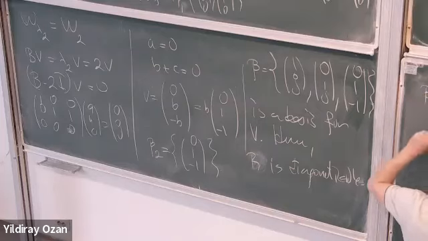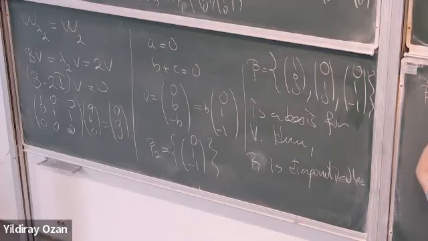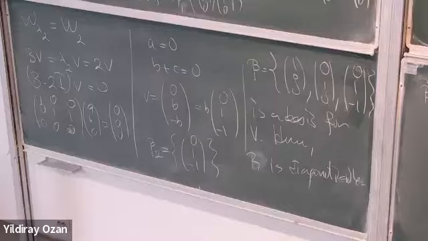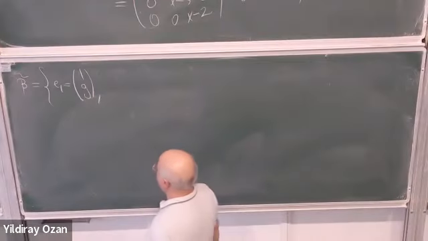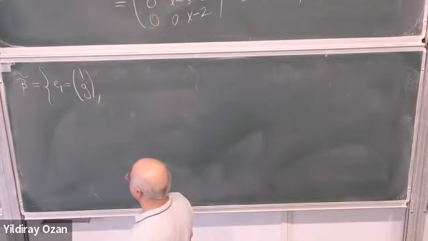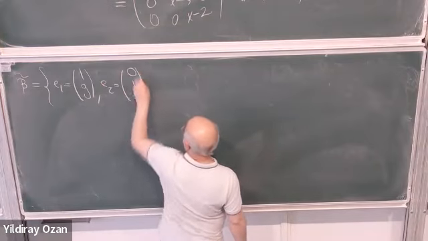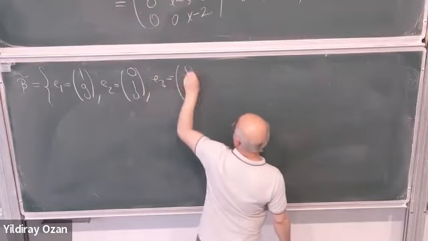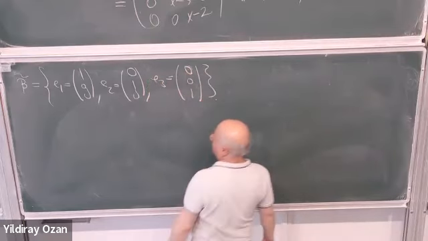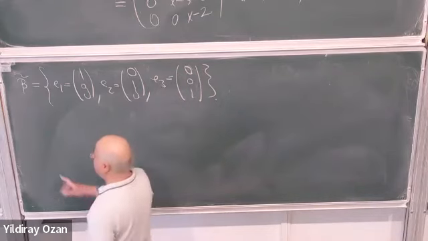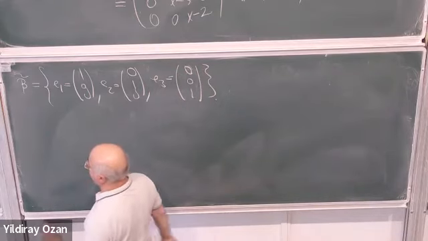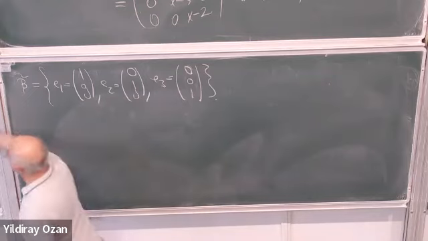Let's say beta tilde is this standard basis: E1, 1, 0, 0; E2, 0, 1, 0; E3, 0, 0, 1. I want to write the operator in this basis.